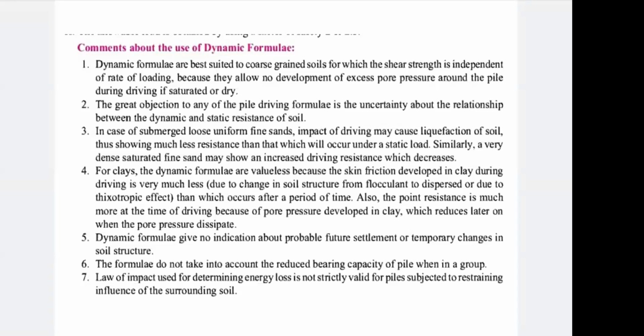But if you are using the dynamic formula, it does not give 20 kilonewton; it directly gives that each pile should take 100 kilonewton load. So these are the disadvantages of the dynamic formula if you are using it to determine the load carrying capacity of a pile when the pile is in a group.